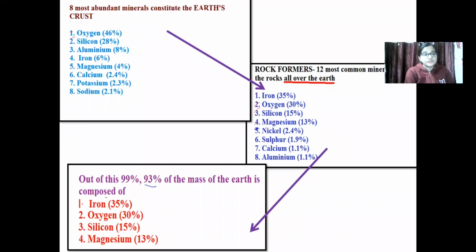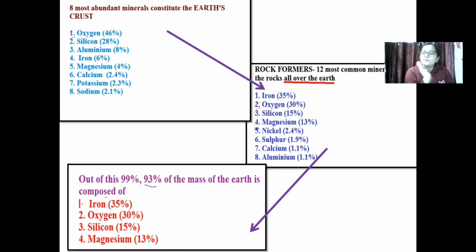Please have a look into the first image. It is written the 8 most abundant minerals which constitute the earth's crust. Why am I talking about the earth's crust? Because after all, minerals are found in the rocks, and the rocks, when they solidify, mostly, I'm saying mostly, are found on the earth's crust.